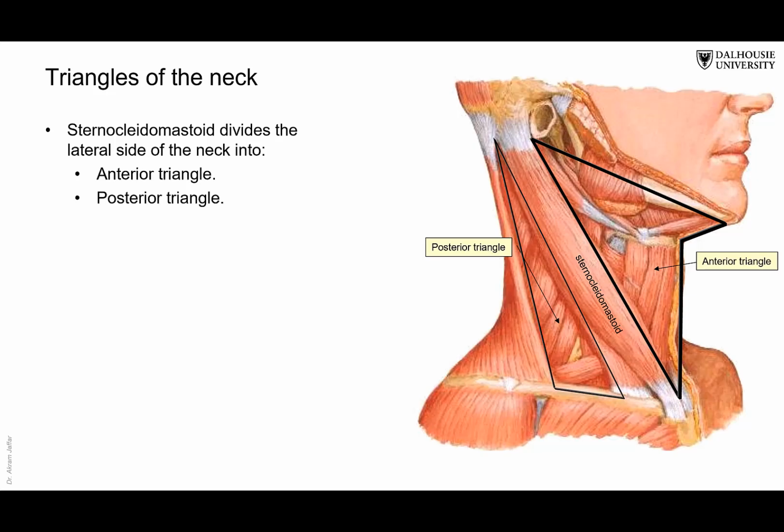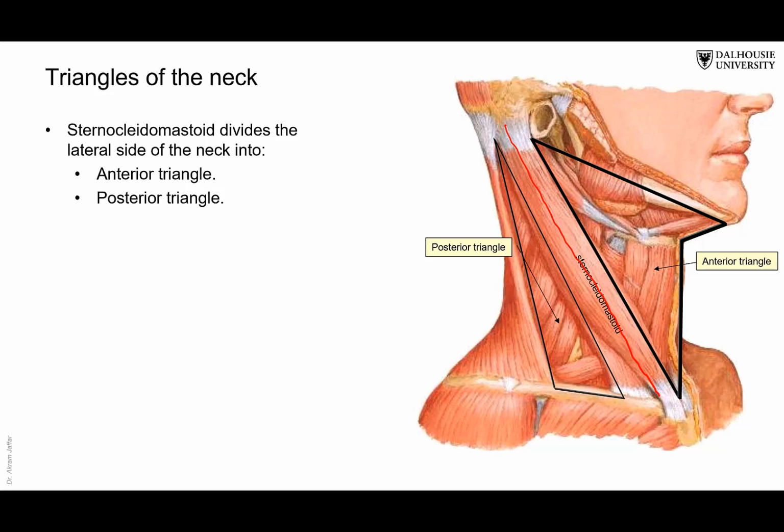Now, I have just mentioned triangles, and I said the deep muscles, the scalene muscles, are located in the posterior triangle. So how do we divide the neck into triangles? We use this muscle, the sternocleidomastoid muscle. What is anterior to it is the anterior triangle. What is posterior to it is the posterior triangle.